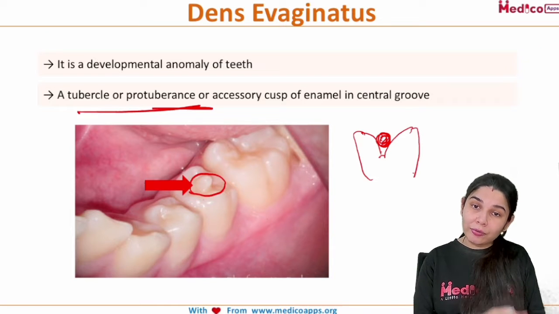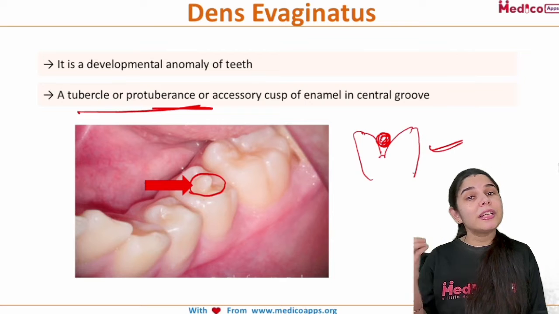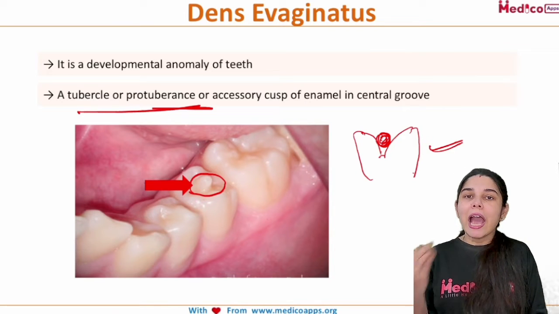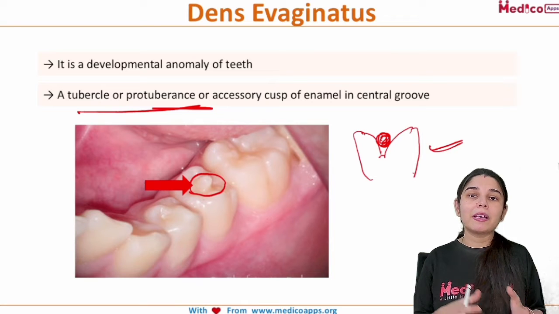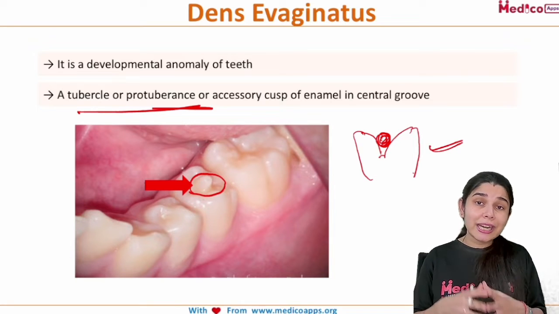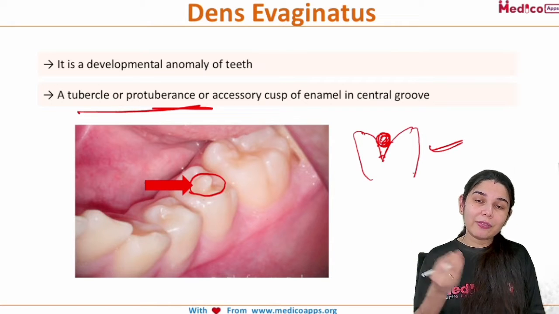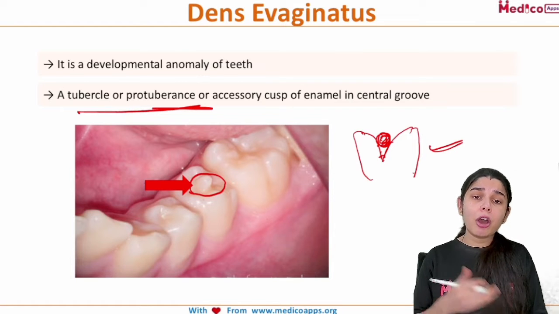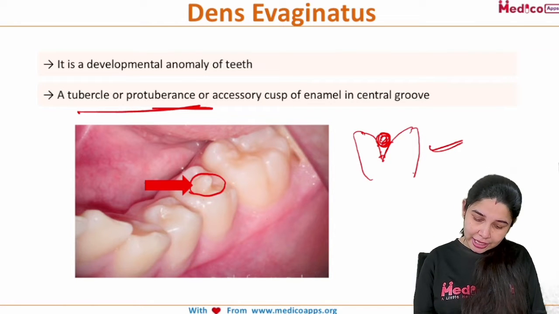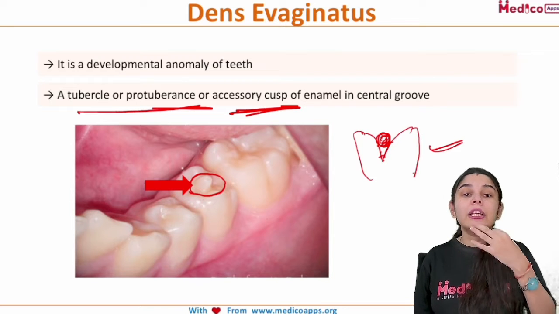Now you will understand why I have drawn this diagram, because it is mostly seen in premolars, and premolars have two cusps, the buccal cusp and the lingual or palatal cusp. So this condition is seen in the central groove between the two cusps. We will call this a tubercle, a protuberance, or an accessory cusp. Do remember we can call this by three names.